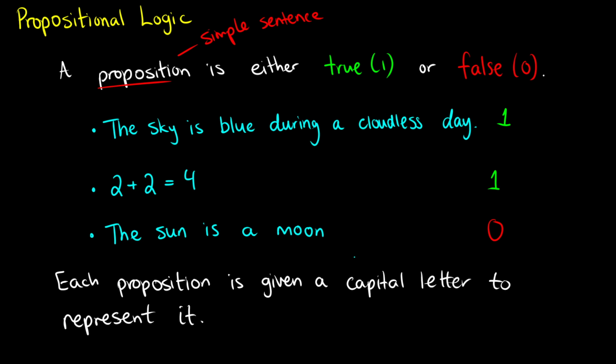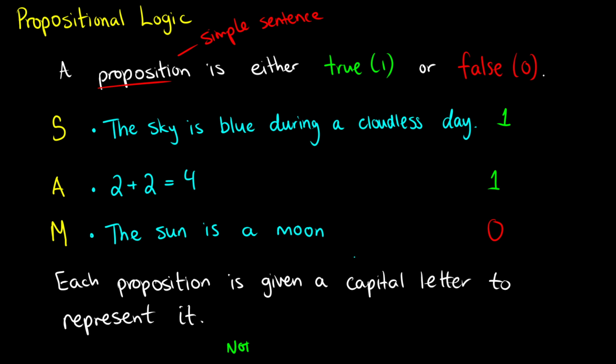So typically, we would give each proposition its own capital letter. So the sky is blue during a cloudless day, we might call this S. And S just means that sentence. So whenever we see S, that's what we read. For 2 plus 2 is 4, I can give this an arbitrary capital letter. Maybe I'll call this A for addition. So anytime we see A, we would think, oh, 2 plus 2 is 4. The sun is a moon, I might call that M. Although the proposition is false, I could still call this M for the moon. Now, these capital letters can be arbitrary and they're going to depend on whatever problem you have, but that's typical convention.